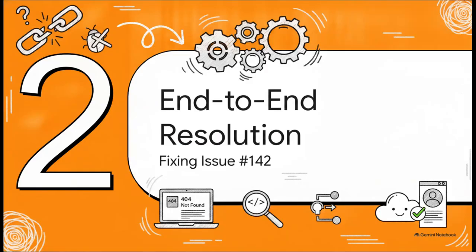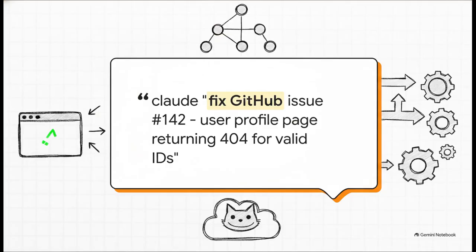Section 2. End-to-end Issue Resolution. Fixing Issue 142. Let's look at a concrete example to see how this actually works. Say we need to fix a specific 404 error on a user profile page. This single plain English prompt, that's the magic moment. By typing this directly into your terminal, you are handing the reins over to the agentic operator. You're no longer micromanaging individual Git commands, you're just directing the final outcome.